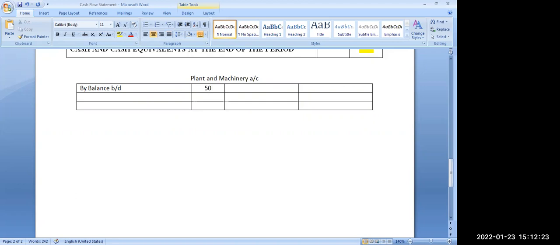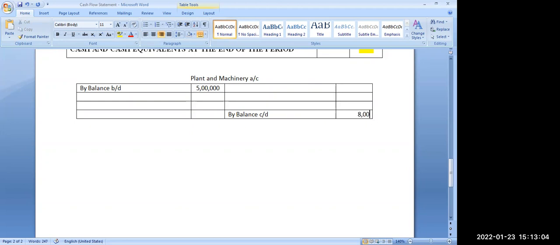5 lakhs. Okay. What is the closing balance of the plant and machinery? Closing balance is nothing but the current year amount, 8 lakhs. Okay. By balance c/d. You remember long back we did the journal entry and ledger. By balance c/d, how much is the amount in the closing balance? 8 lakhs. So 5 lakh has become 8 lakh.